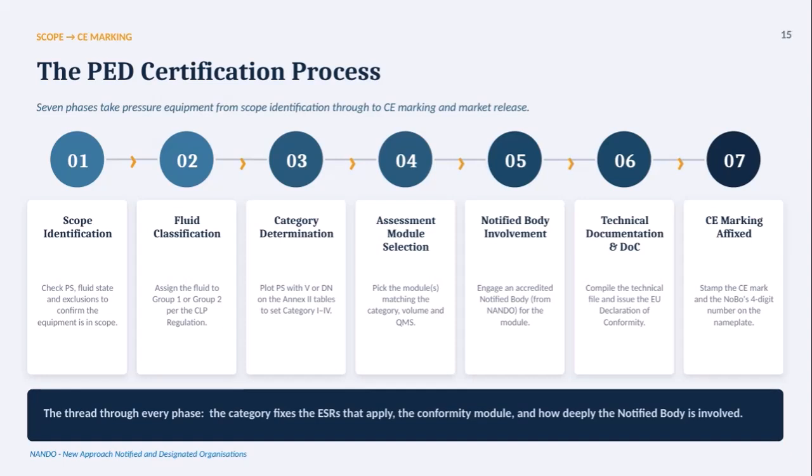What runs through each phase is the category determination. It directly influences which essential safety requirements apply, which conformity assessment module is used, and the extent of the notified body's involvement. This systematic approach ensures pressure equipment meets all necessary legal and safety standards before entering the market.